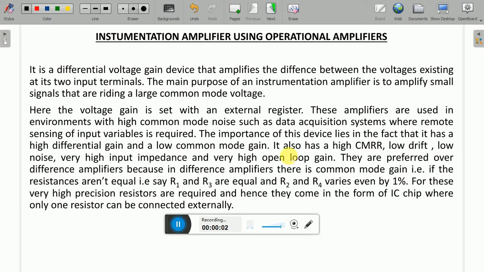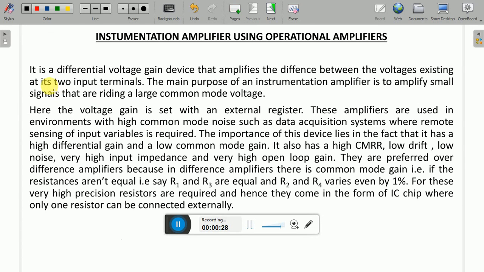Instrumentation amplifiers using operational amplifiers. These instrumentation amplifiers are very useful in amplifying the difference mode signal and rejecting the common mode signal. So they find numerous uses where we do remote sensing. We want to find out very small signals which ride over the common mode signal.